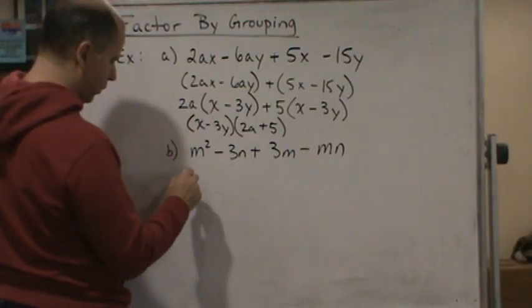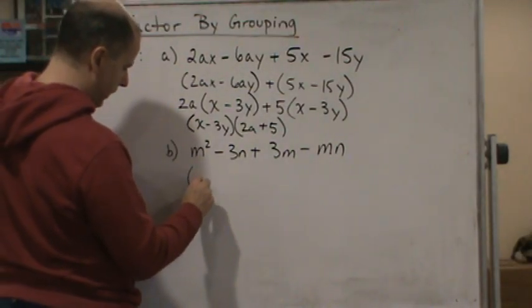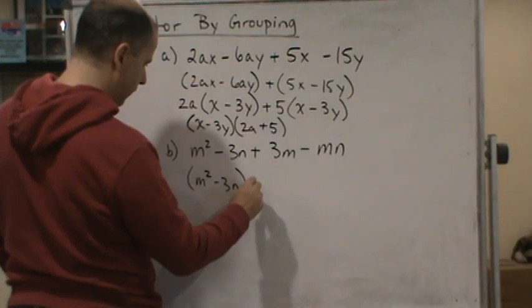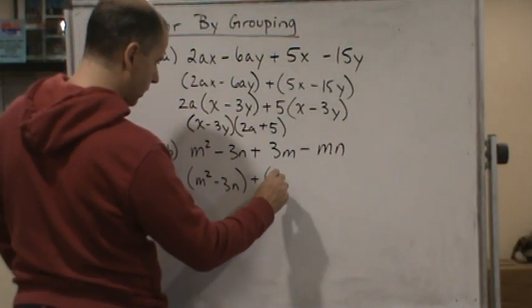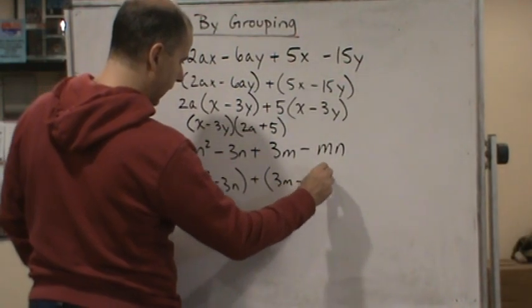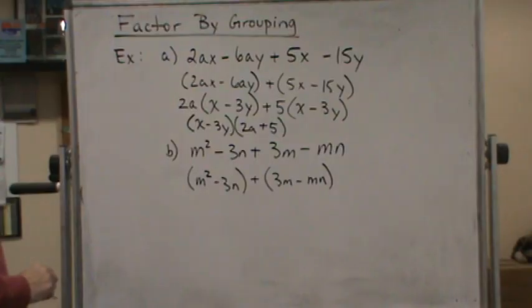So again, we're just going to group the two together, right? So m squared minus 3n plus 3m minus mn.